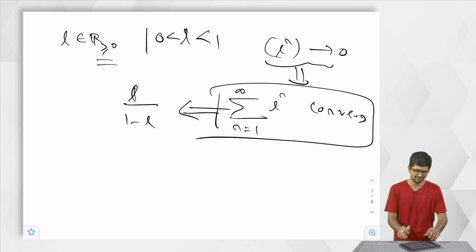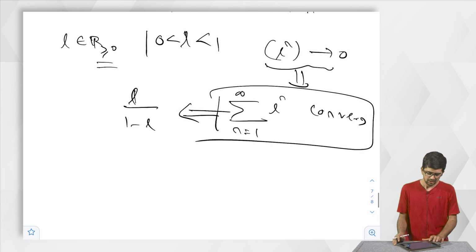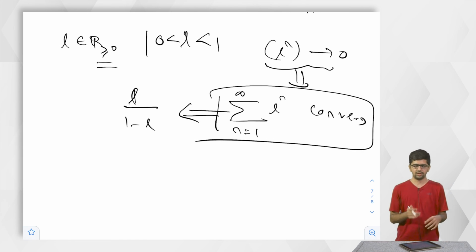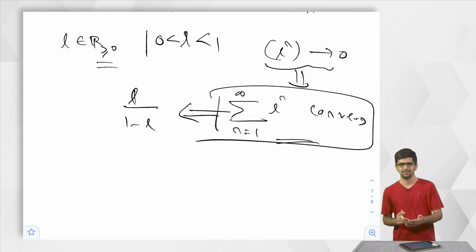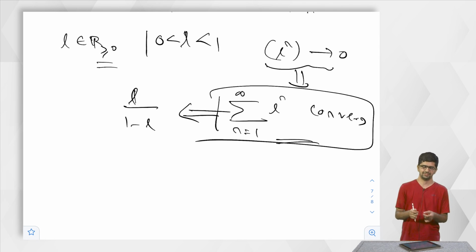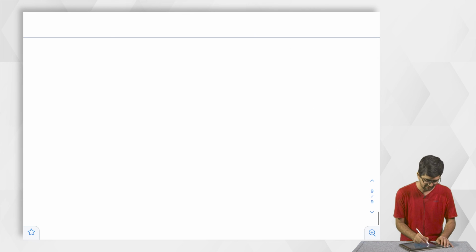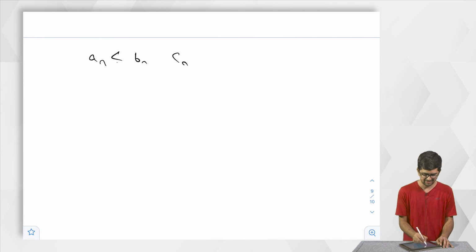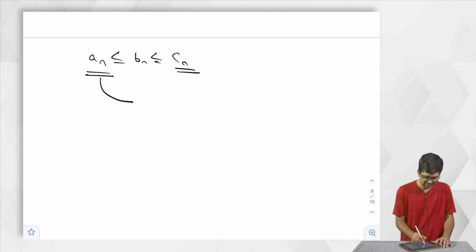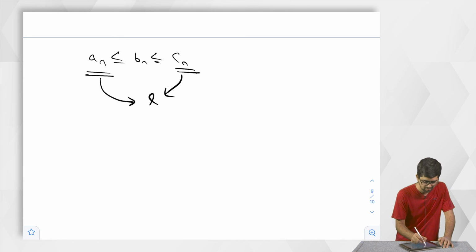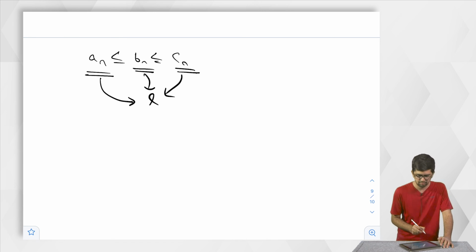You will come to see more about that. Okay. So now we have, as I said, some examples that are positive. We will try to use this to check convergence of some other series. So suppose we have three sequences an, bn, cn, such that we have this condition, and an is convergent, cn is convergent, both of them converging to the same element L, then bn is convergent, and converges to L.